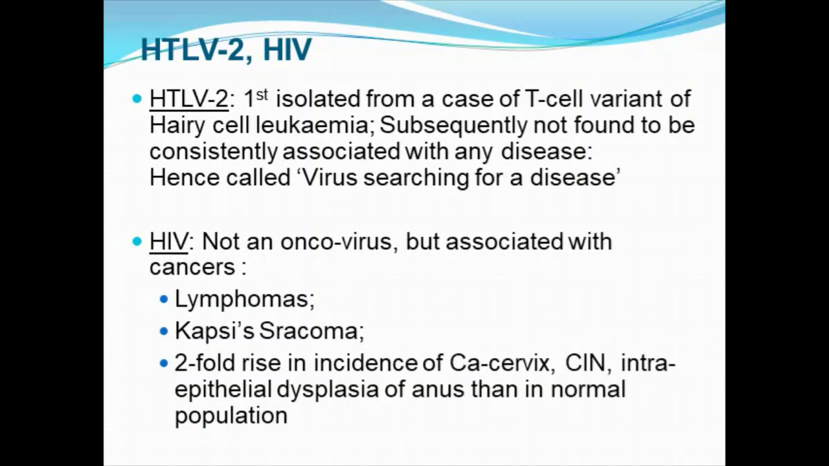Mostly it is associated with lymphomas. Lymphomas are the commonest cancer that may occur in HIV-affected individuals who turn into AIDS. Next is Kaposi's sarcoma, and there is a twofold rise in the incidence of carcinoma cervix, CIN, and intraepithelial dysplasia of the anus than in the normal population in HIV-infected persons.